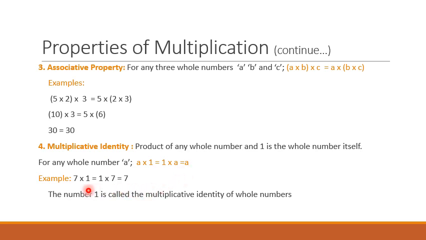So let's see it with the help of an example. Here if I take a as 7, then 7 multiplied by 1 or 1 multiplied by 7 is equal to 7 only. So that's why the number 1 is called the multiplicative identity of the whole numbers.